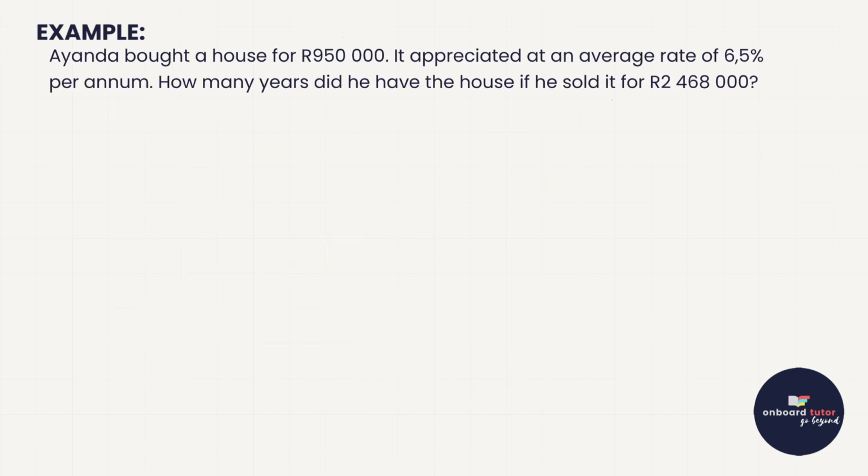Okay, here is a great question where you get to put your newfound knowledge of logs to the test. Let's have a look. Ayanda bought a house for 950,000 Rand. It appreciated at an average rate of 6.5% per annum. How many years did he have the house if he sold it for this nearly 2.5 million Rand?